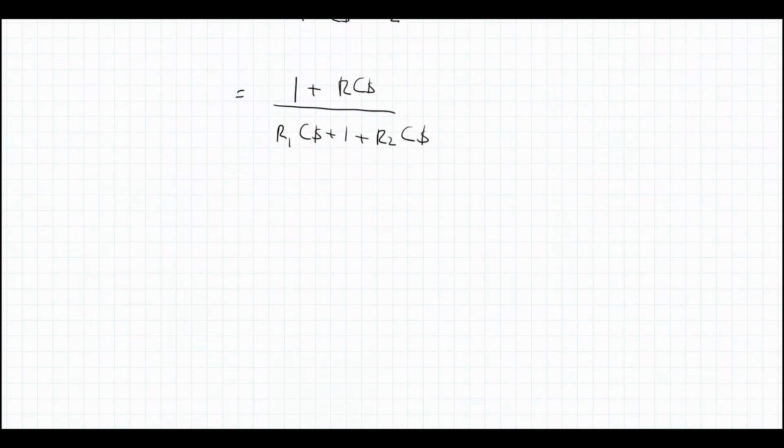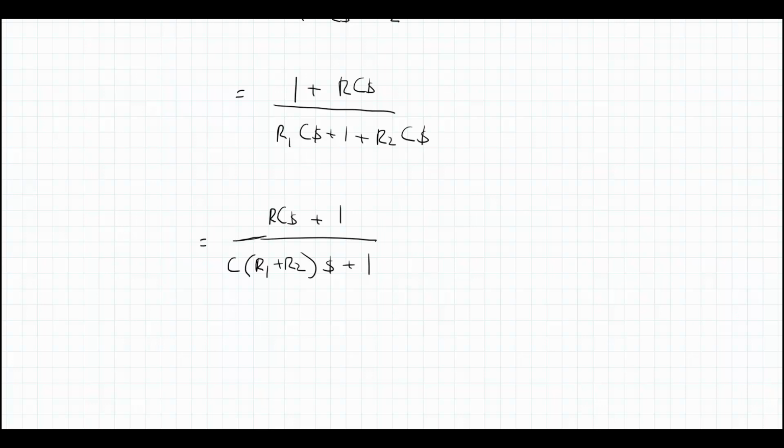And still not in the form I want it. The numerator, I want descending powers of s, so R2Cs plus 1. And then in the denominator, I am going to have here an R1 plus R2. I can pull a C out times an s plus 1. So this is now in at least the form where I have descending powers of s.